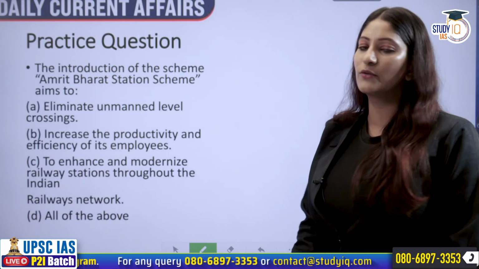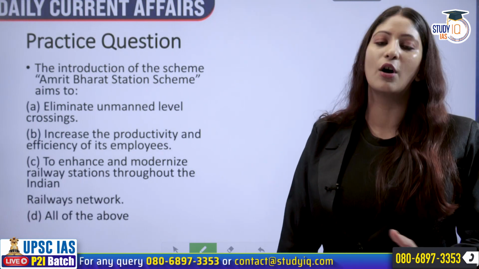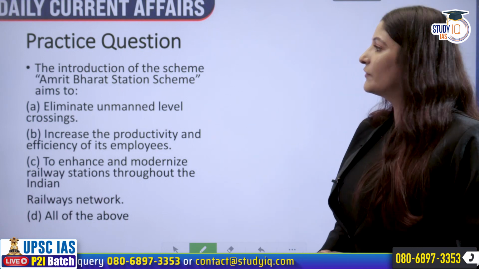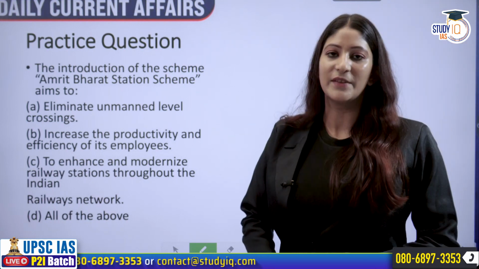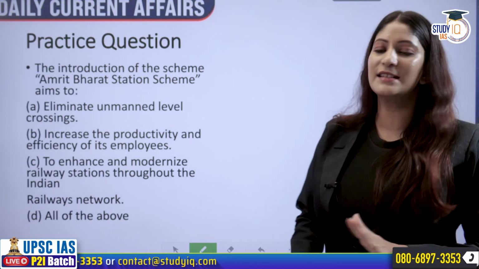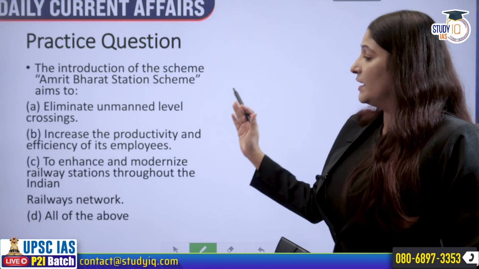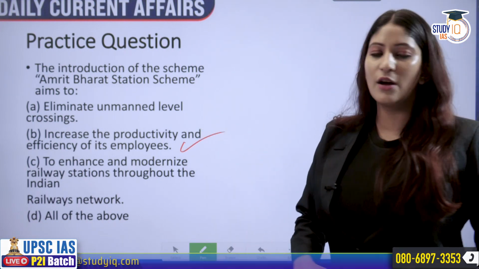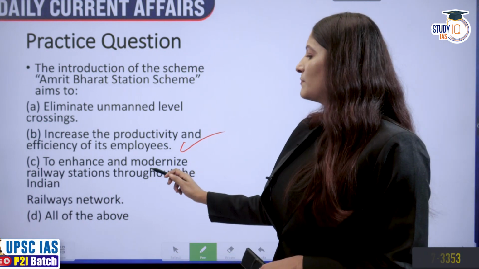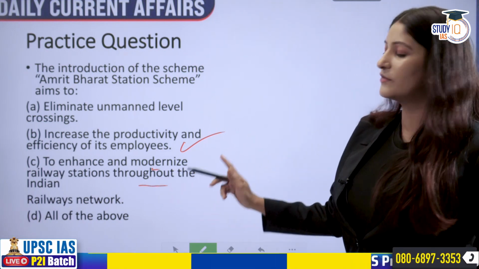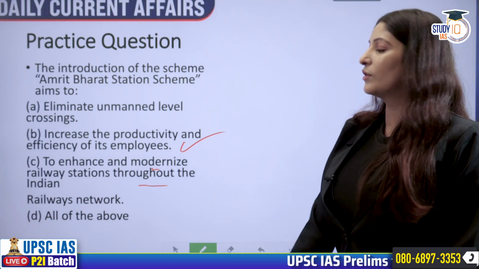So, the next question is a practice question for you all to practice and comment in the comment section. The Amrit Bharat Station Scheme aims to eliminate unmanned level crossings, increase the productivity and efficiency of its employees, enhance and modernize railway stations throughout the Indian Railways network, and all of the above.